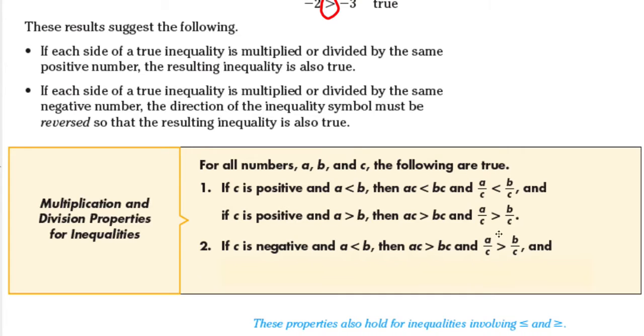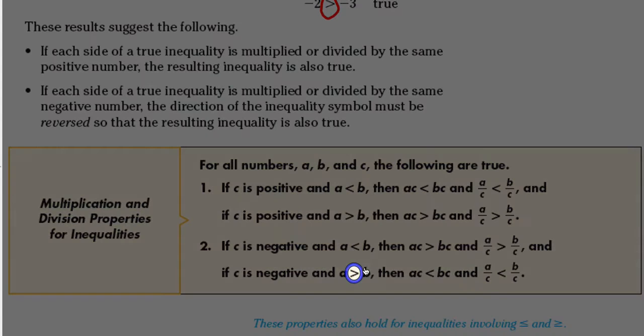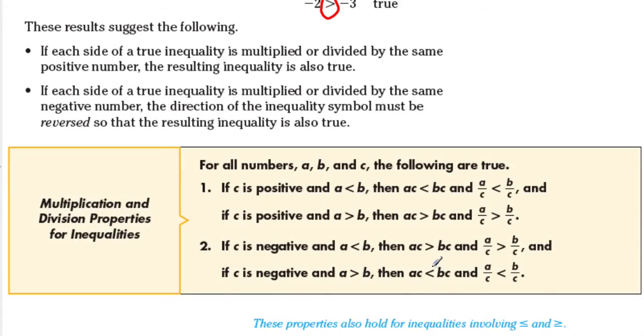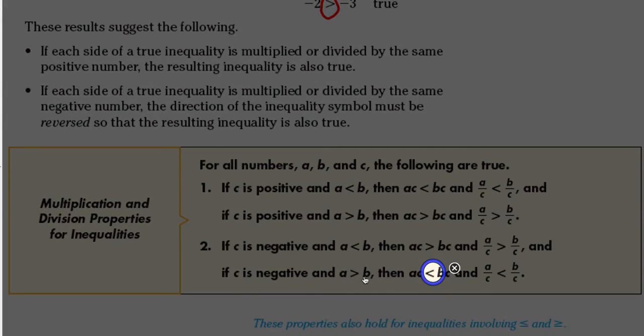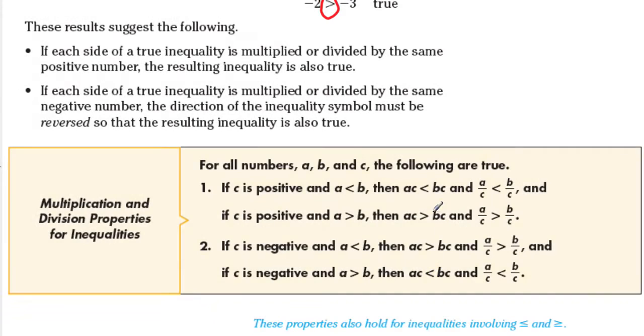If you notice, the inequality now has been reversed. And if C is negative and A is greater than B, then AC is less than BC, and A over C is less than B over C. Again, if you notice, the inequalities here have been reversed. So from greater than, it becomes less than.